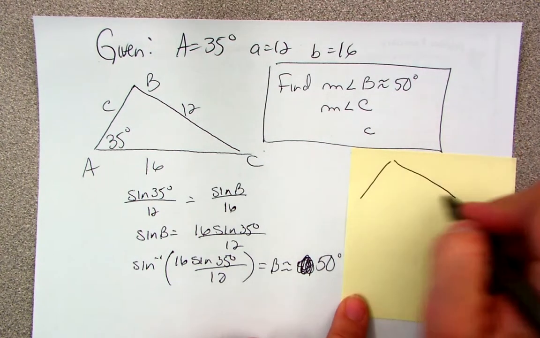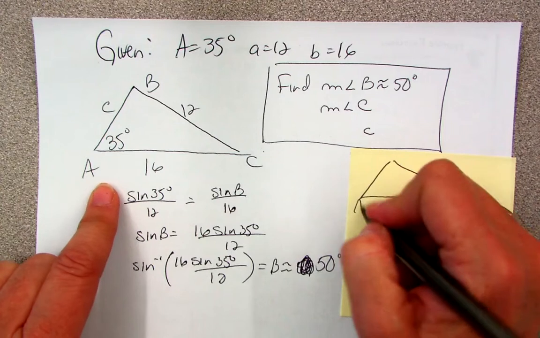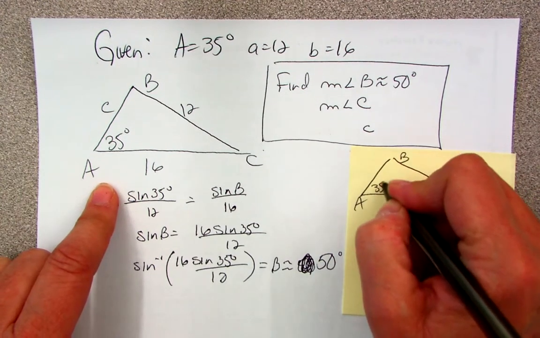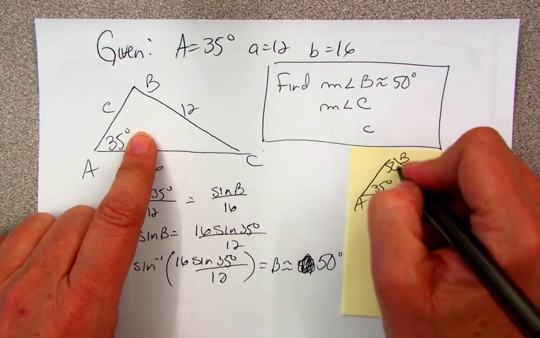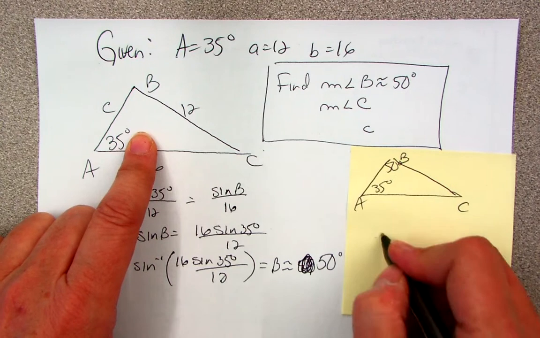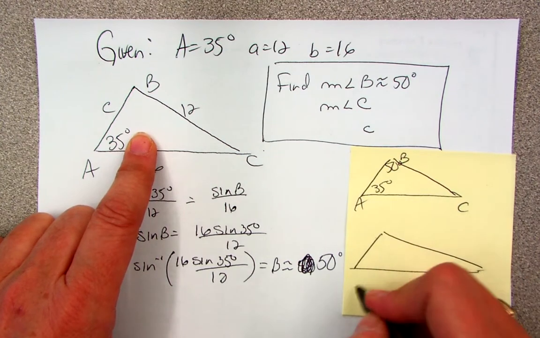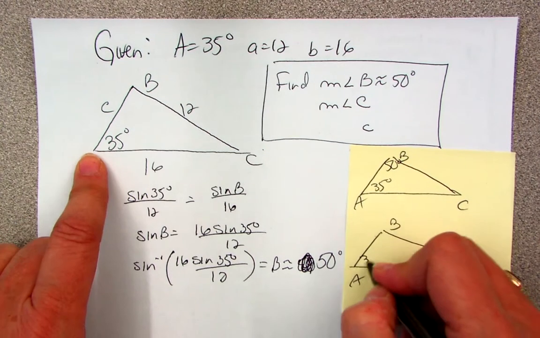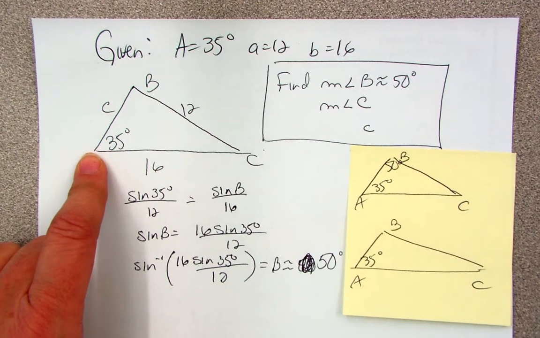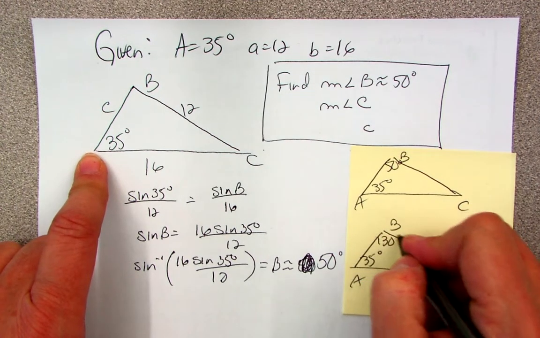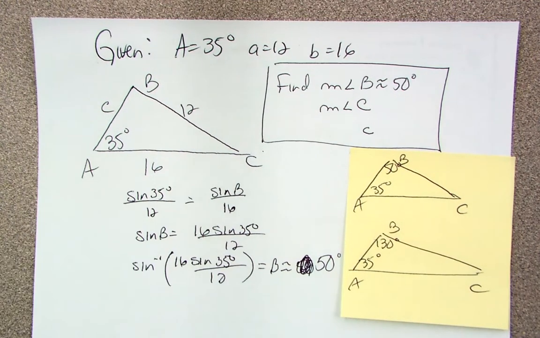So, I'm sorry, wait, let me try that again. A, B, C, they gave me 35 degrees. We just said B was approximately 50. Well, I can see that. And then, again, A, B, C, they gave me 35 degrees. You said the second one was 130. Could I make a second triangle with that? Yes. So this problem has two triangles, and you have to solve both of them. Aren't you so excited? Double the work.